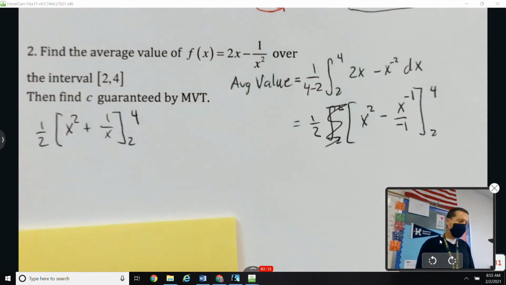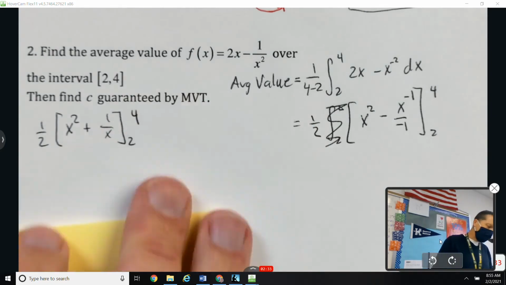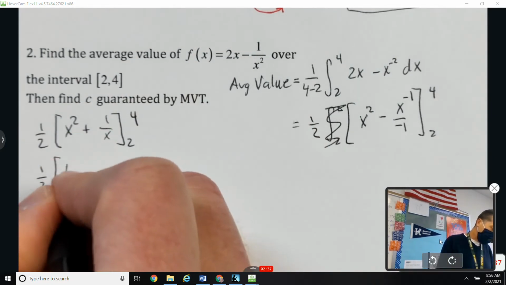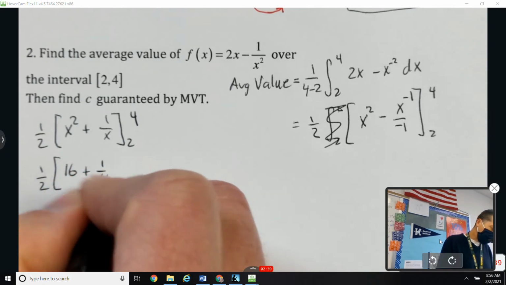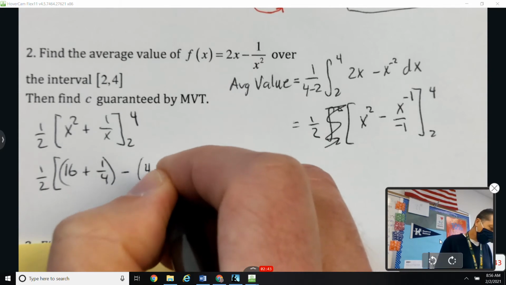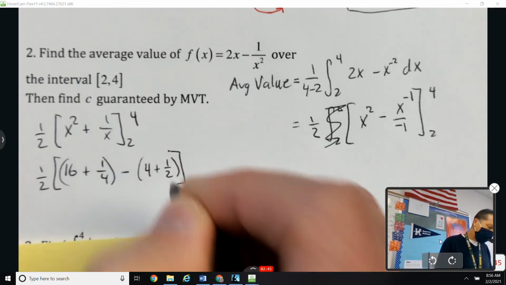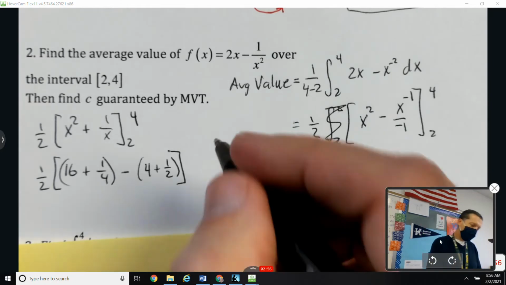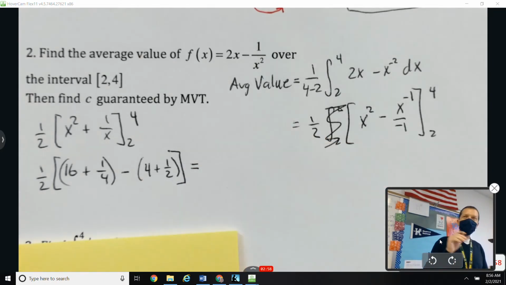Again, not a safe stop because there's still calculus. That's calculus notation we need to do. So 1/2 times 16 plus 1/4 minus 4 plus 1/2, and that would be the average value. Like, safe stop. Like, this is what some of you were arguing about. Like, I bet you got there, and then now it's like, well, what's my calculator say? Did y'all come to an agreement on what this answer was? No. Still no. Okay.